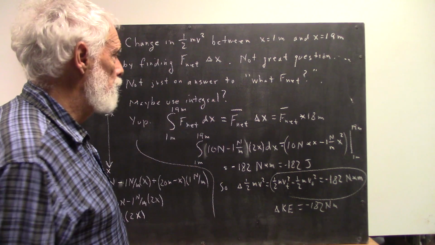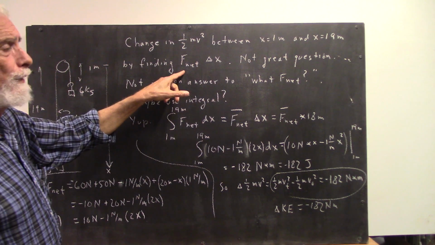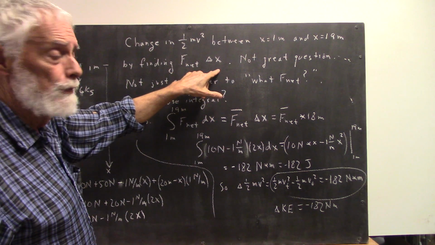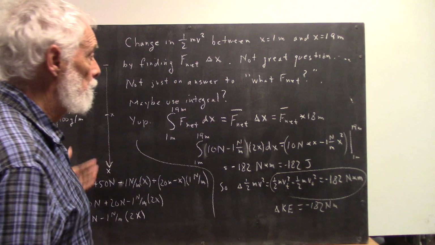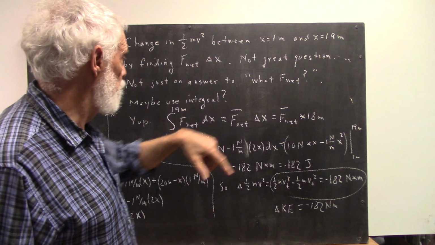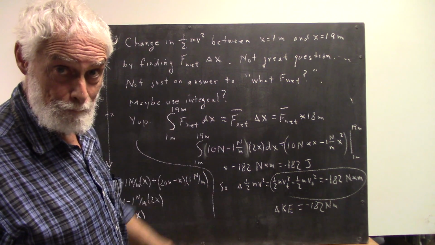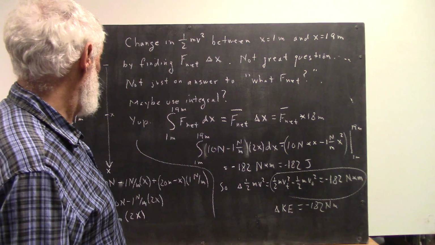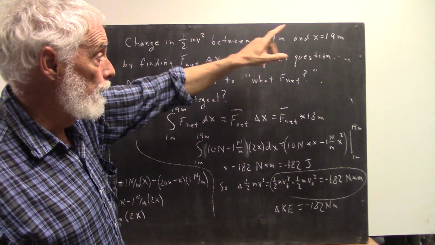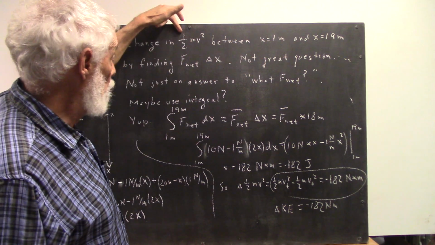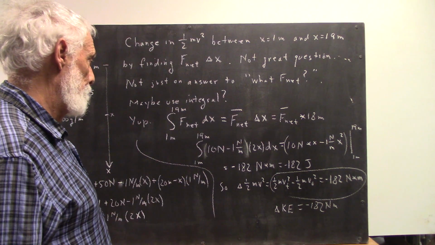However, we've got a problem. F net delta x, F net is not constant. If F net was constant, then we'd just be able to do this in just one step. But F net is a variable force. So in that sense, this is not a great question. There's not just one answer to what is F net. If there was just one answer to what is F net, we just multiply that by the 18 meter displacement, and we know the change in this quantity. However, F net is a variable quantity.